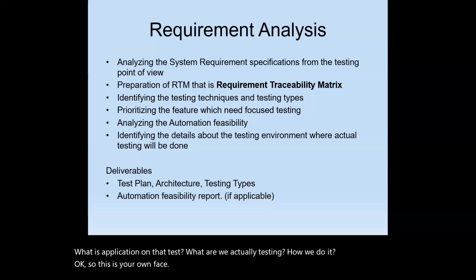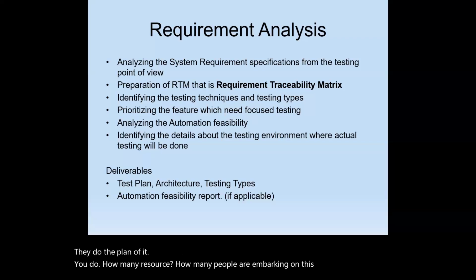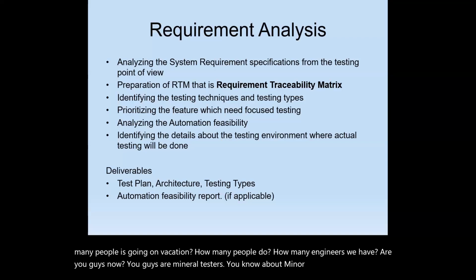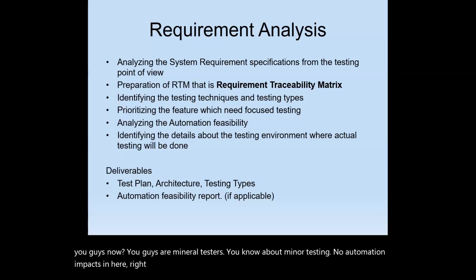Then you do the planning of it. You decide how many resources, how many people are embarking on this particular project, how many people are going on vacation, how many automation engineers we have. And you guys are manual testers, no automation impacts and no technical know-how right now. Manual testing, analyze it, QA analyst. So 6 people are going to do manual testing.